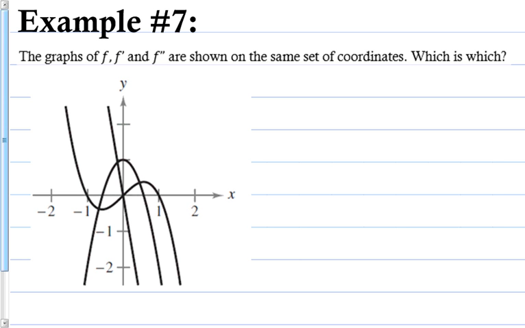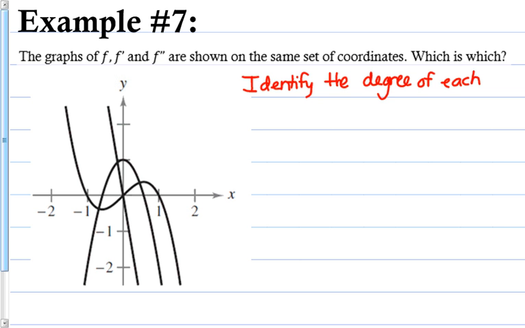Example 7. The graphs of f, f prime, and f double prime are shown on the same set of coordinates. Which is which? So here I have a graph of 3 functions all stuck together on top of each other. And we have to figure out which one's the original, which one's the derivative, and which one's the second derivative. The easiest and best way I can tell you to do this is identify the degrees, which requires you to actually know functions. So let me write this, degree.